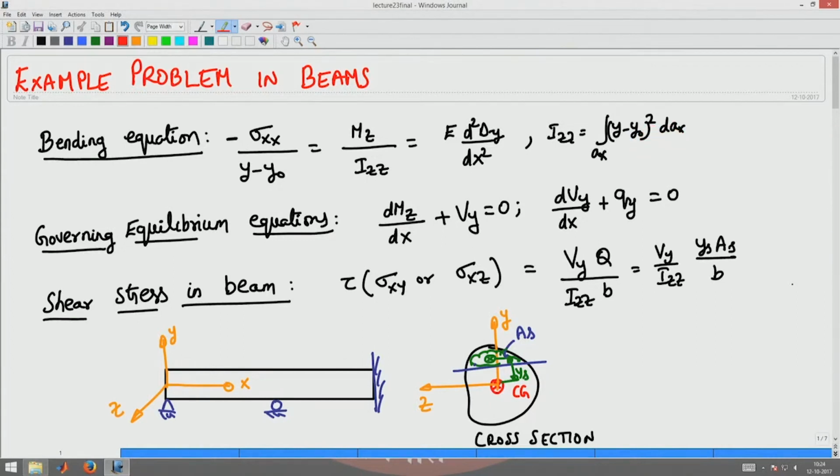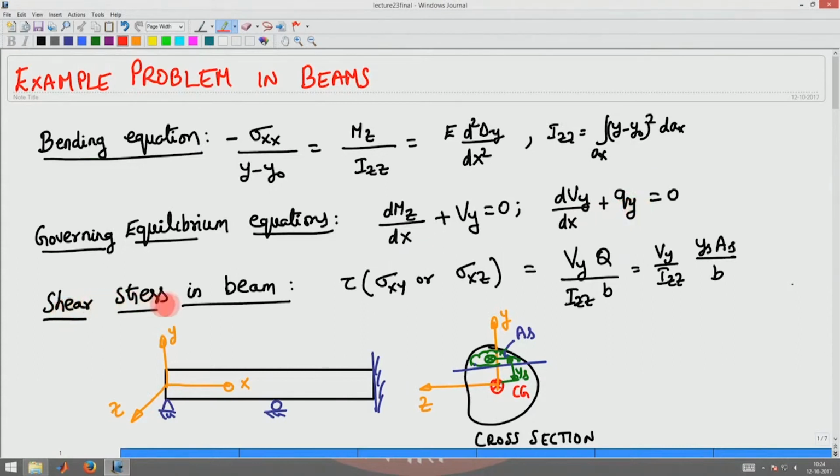We also saw that the governing equilibrium equations for the beam bending problem were: the derivative of the bending moment with respect to the axial distance of the beam plus the shear force is equal to 0, and the derivative of the shear force plus the applied load per unit length Qy has to be 0.